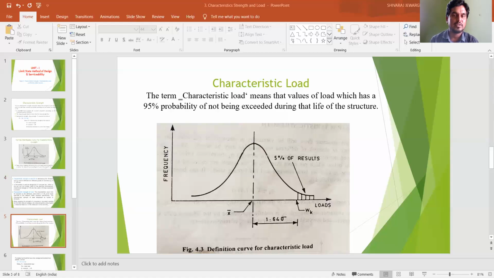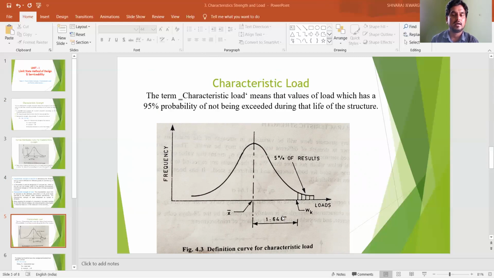Now we'll see about the characteristic load. As we saw in the characteristic strength, similarly the characteristic load. The term characteristic load means the value of load which has a 95% probability of not being exceeded during the entire life of the structure. This is the definition of a characteristic load.